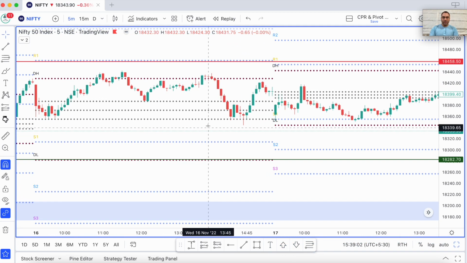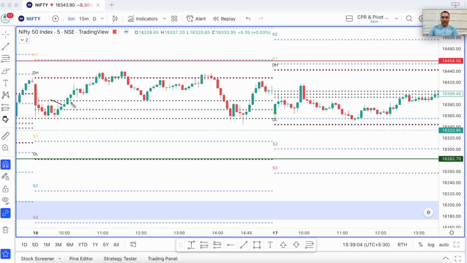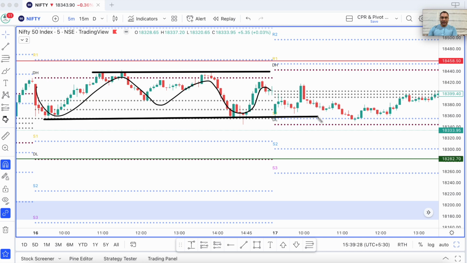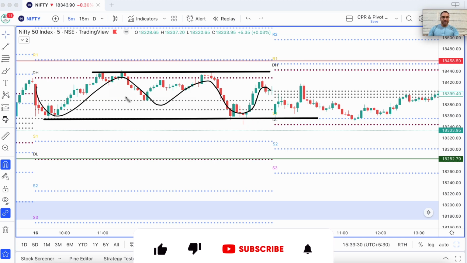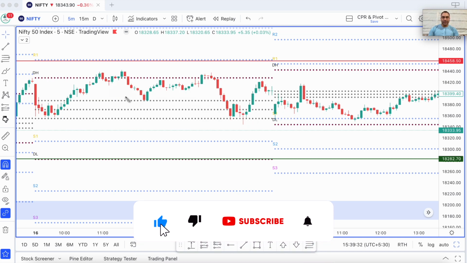Yesterday Nifty had traded in a tight range, correct? You can see here that today's CPR is narrower than yesterday's CPR, because yesterday the price constantly stayed in one similar range. Once this high was made and once this low was made, the price kept trading within that range. It was never broken throughout the entire day, correct?